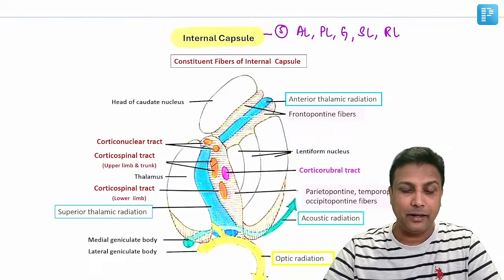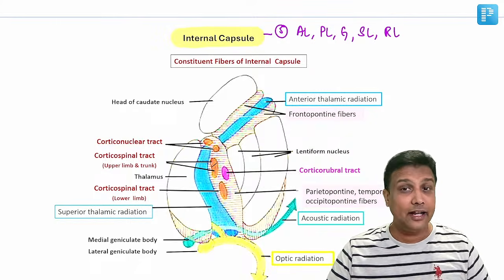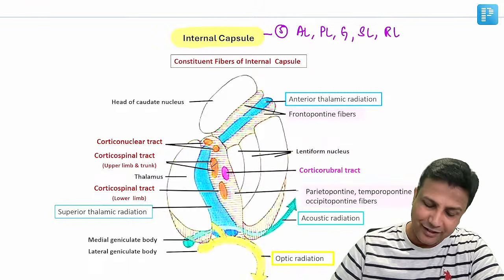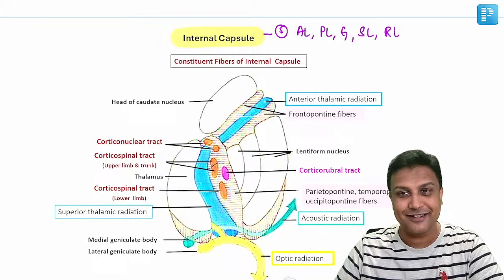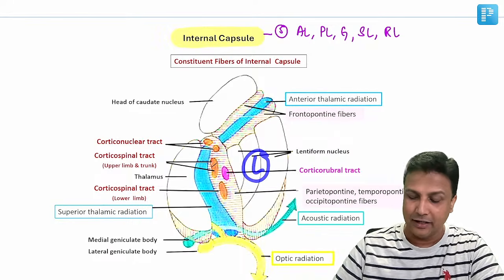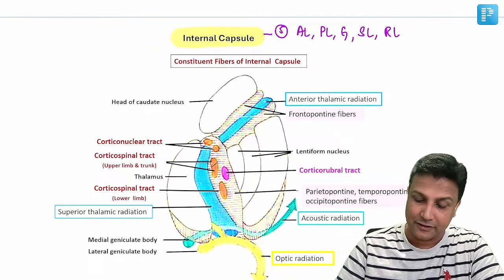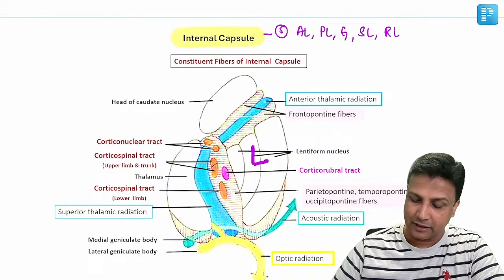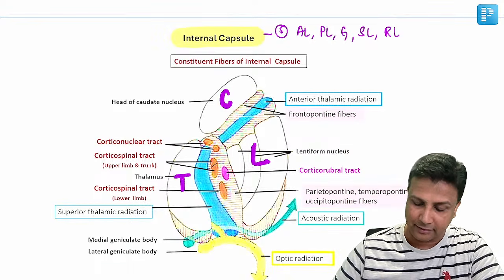Now, once you are done with the parts here, you also have to learn the relations of that one. You can very clearly see in our diagram here, if this is the internal capsule, on the lateral side you're having the lentiform nucleus, and on the medial side you'll be having the caudate and thalamus. I repeat this once more: on the lateral side there'll be the lentiform nucleus, and on the medial side there'll be the caudate and the thalamus.